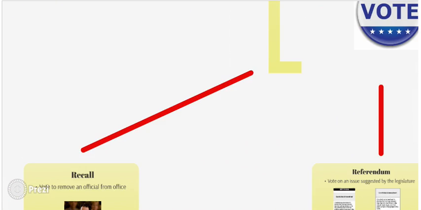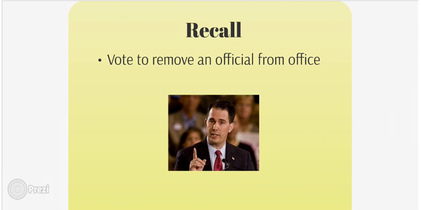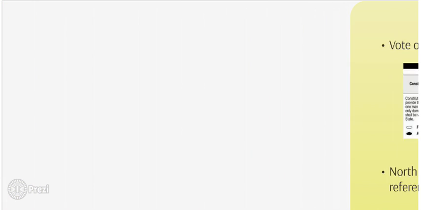And now, three other things that you might vote on. The first thing would be a recall, which is a vote to remove an official from office. This is Scott Walker. He was the governor of Wisconsin. He is the only governor to ever have survived a recall. So a recall is different than impeachment. Impeachment means that the official in office did something wrong. A recall means that the people just don't like them anymore and want to take them out of office. So he survived this, and it's a vote to remove an official from office.